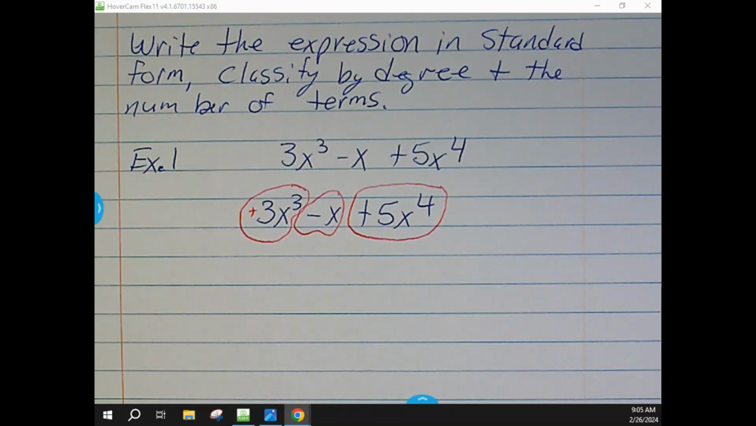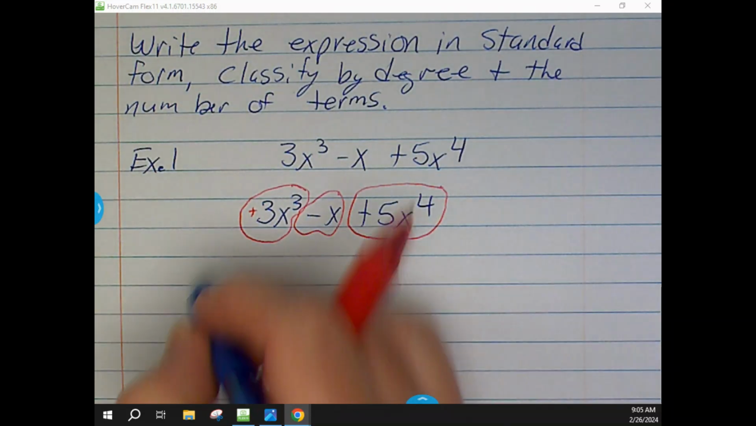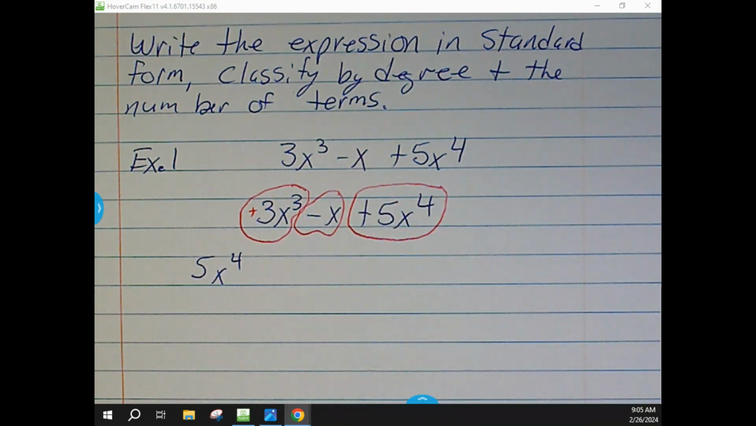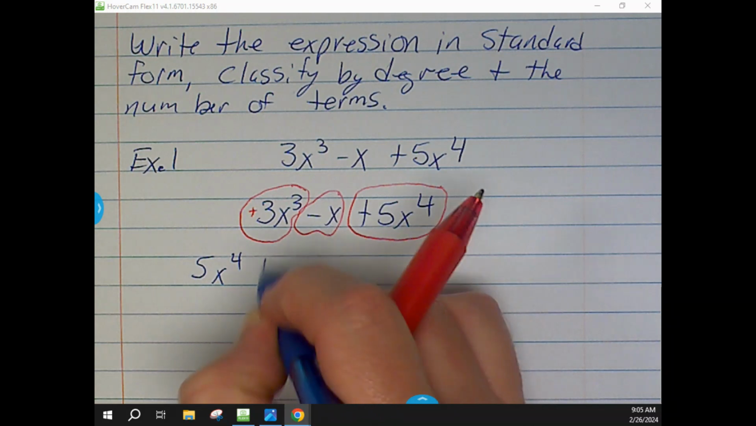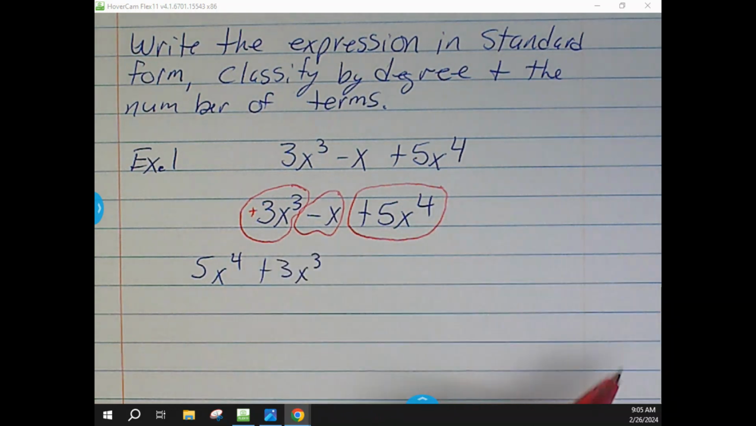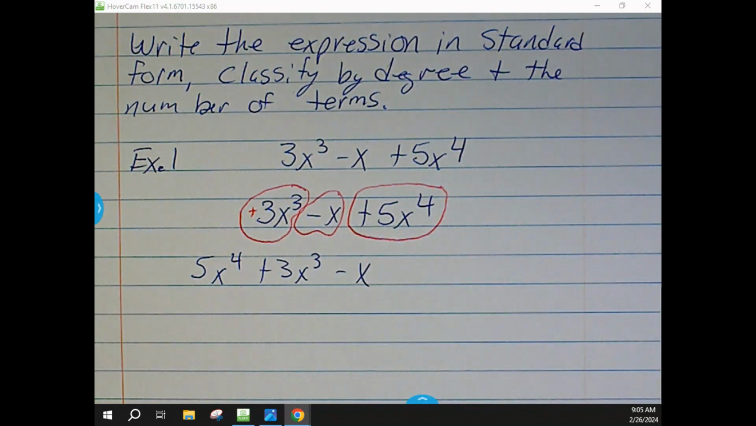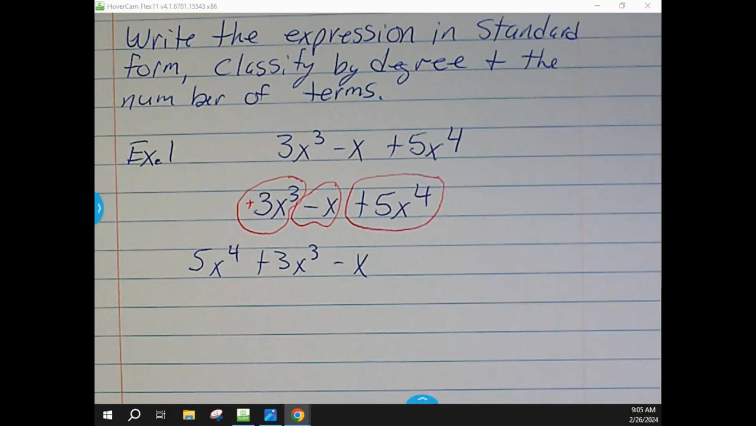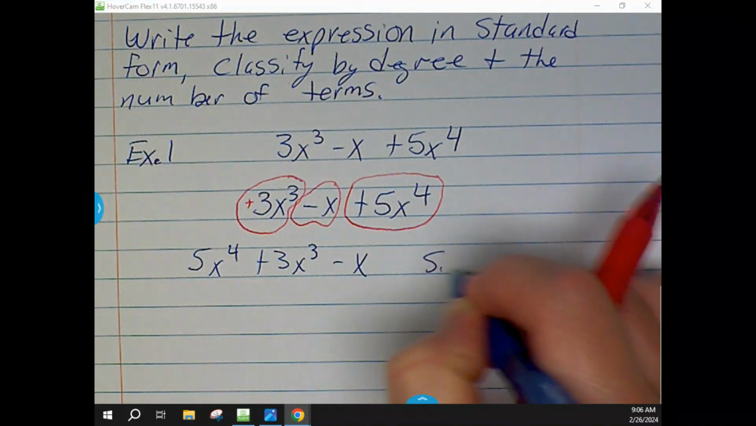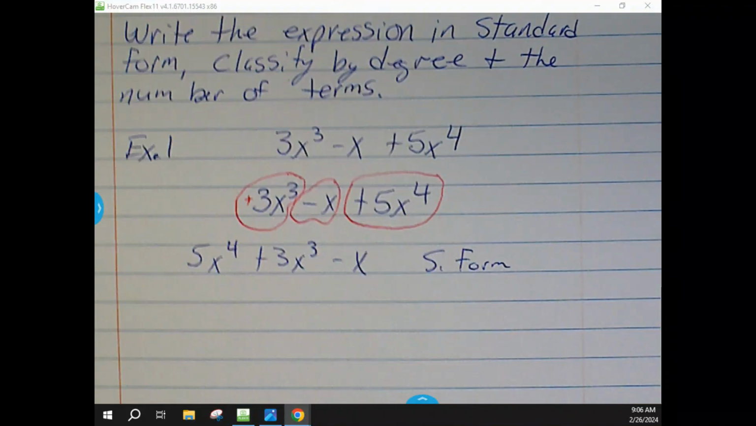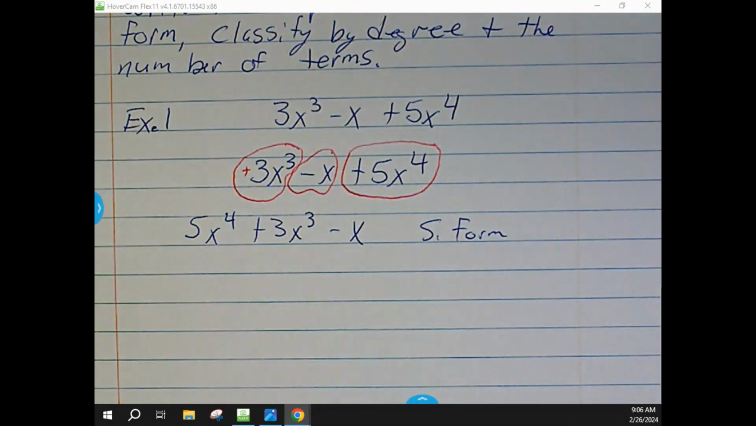Okay, so we're going to start with 5x to the fourth. Again, if we put it in descending order based on the powers of x, x to the third is our next term, so it's a plus 3x to the third. There is no x squared term, then we have a minus x. Nothing really new on that one. That's standard form, stuff that y'all have done for quite a while now.